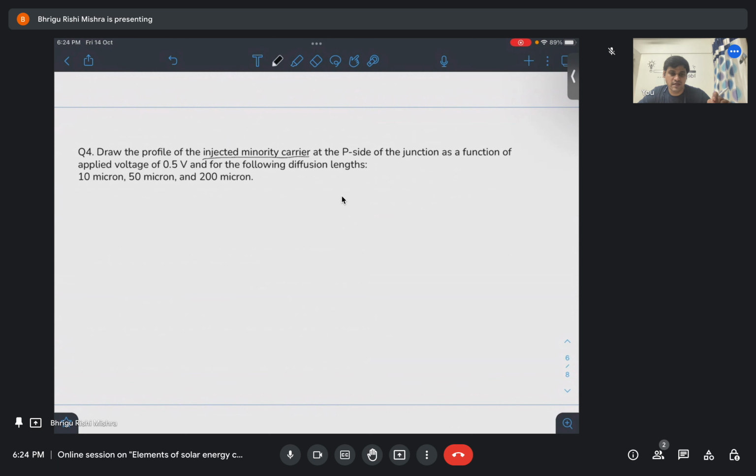So suppose this is the minority at p side, that means electrons, so it goes from n side, so I'm considering from here. Okay, so I'll start from this side, and then whatever will go here. So this is in x direction. Okay, so let's see.